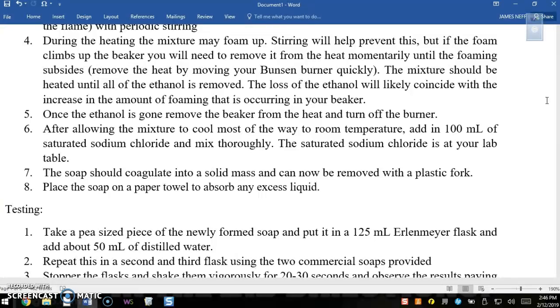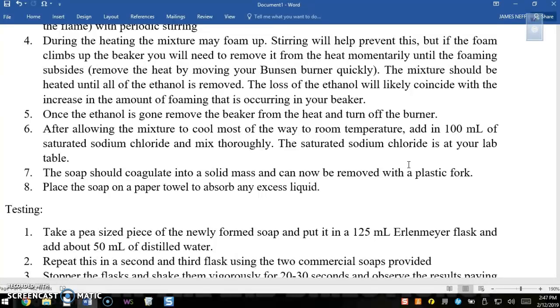Now, once you've done that, make sure that you turn your Bunsen burner off before you move anything. You're going to want to let this cool a little bit before you move it. Make sure you use beaker tongs, put it down on the lab station, and let it cool down a little bit. There will be saturated sodium chloride provided to you. Then you will add that to your solution. Once you've done that, the soap should coagulate after a time when it's cooled down. It should coagulate and rise to the surface.